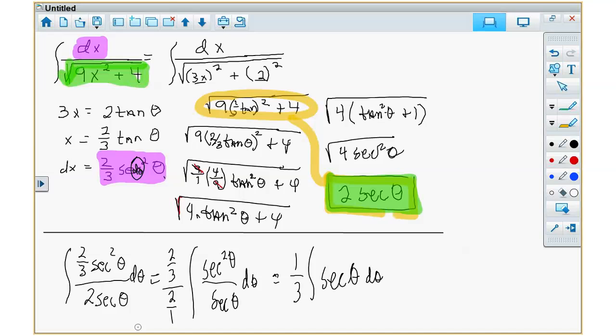So then when you plug in tangent theta, that's why you have 2/3, and that's why you don't have anything out here. Yeah, okay. Got it. All right, now fix it.